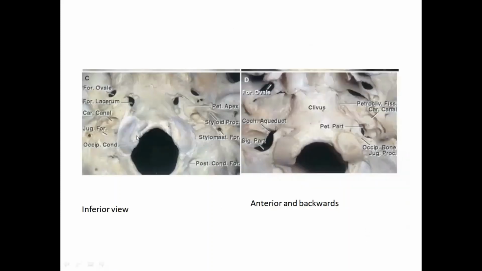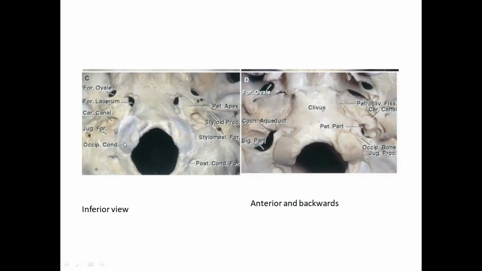Then when you're looking at the jugular foramen further from inferior, we can again appreciate the foramen itself, and we can see that the carotid canal, which lies anterior to the jugular foramen, is separated just by a single bony ridge, and this is the area from which we have the exit of the internal carotid artery. These are the occipital condyles, which we can appreciate well now because we're viewing the jugular foramen right from the inferior.